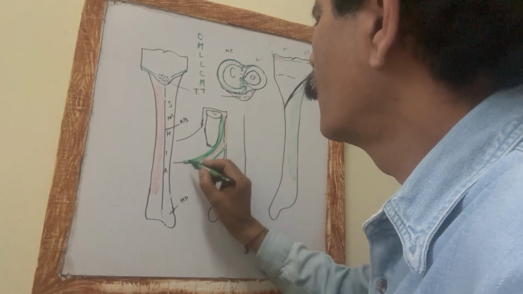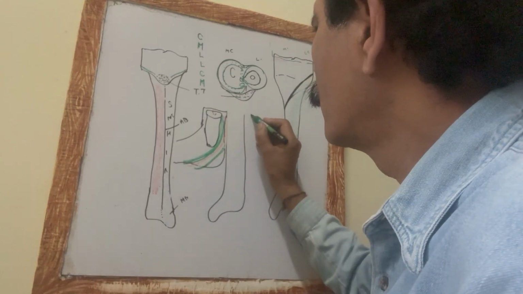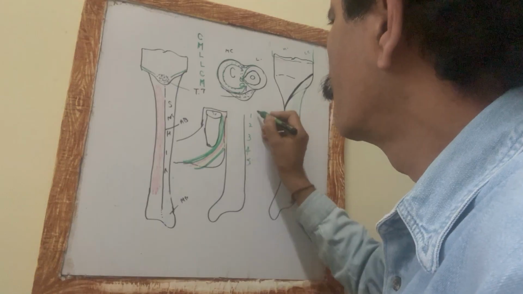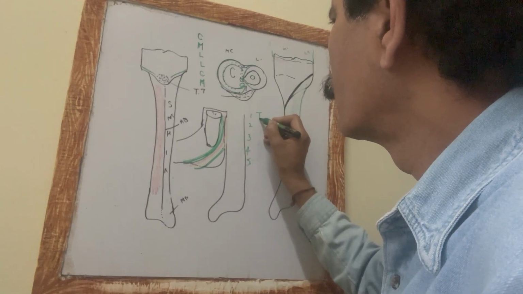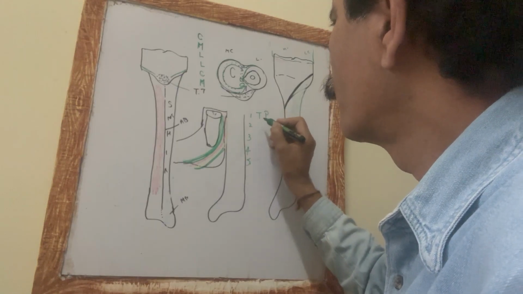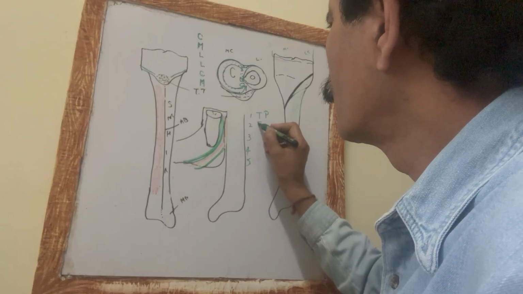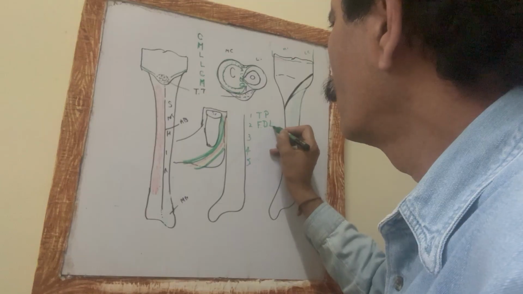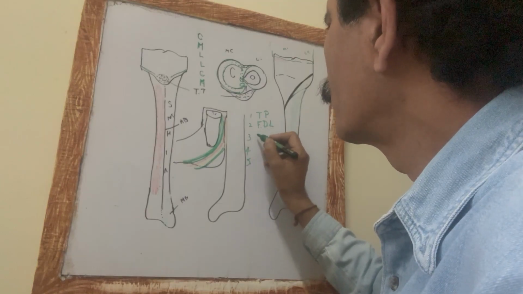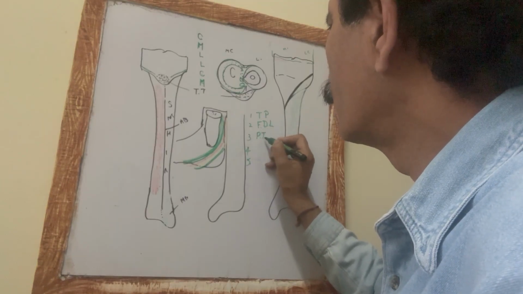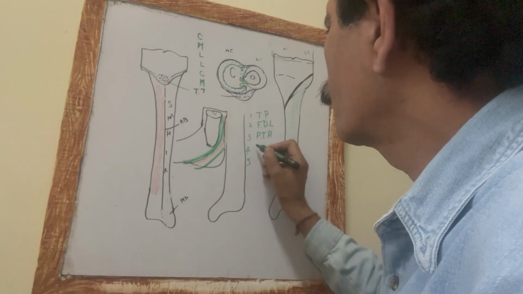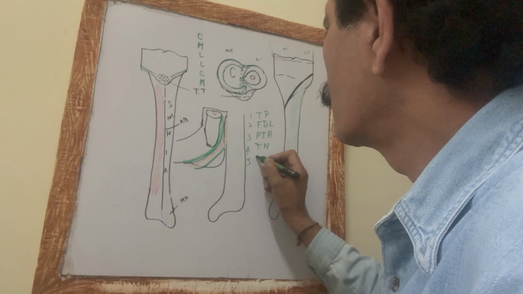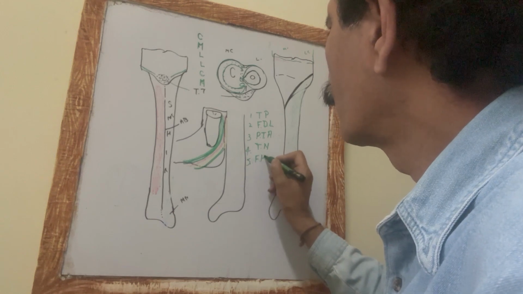In this way, you have to remember the 5 structures: first, second, third, fourth, and fifth. First is tibialis posterior. Number 2 is the flexor digitorum longus. Then comes the posterior tibial artery, third position. The fourth position is the tibial nerve, and the fifth position is the flexor hallucis longus.